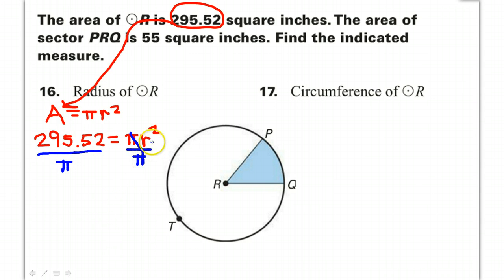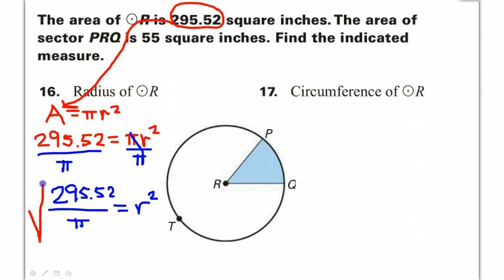Now I've got r squared equals 295.52 over pi. Now, I like to leave things until the last minute. So I've got 295.52 over pi equals r squared. Now, how do I get r by itself? How do I unsquare it? Square root. So I'm going to take the square root of both sides, like this.